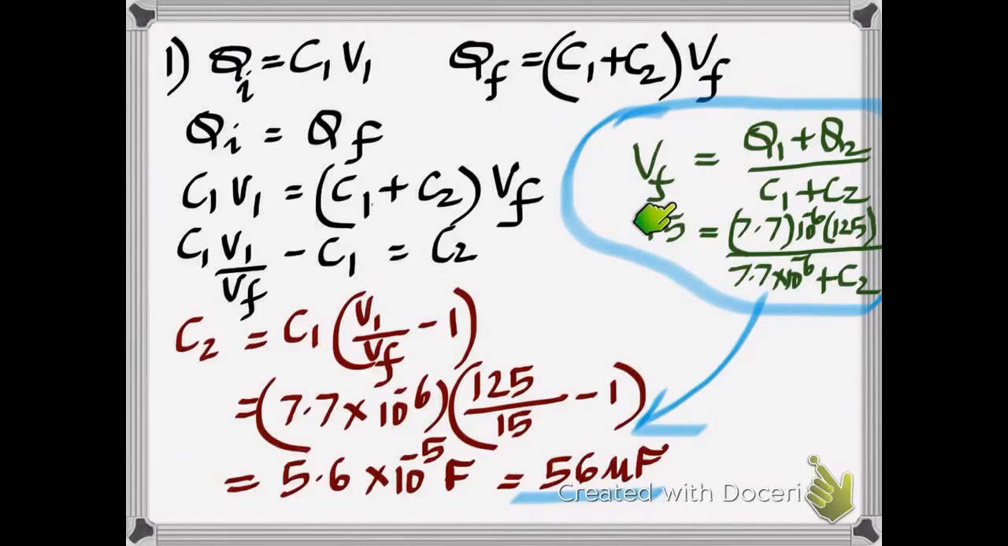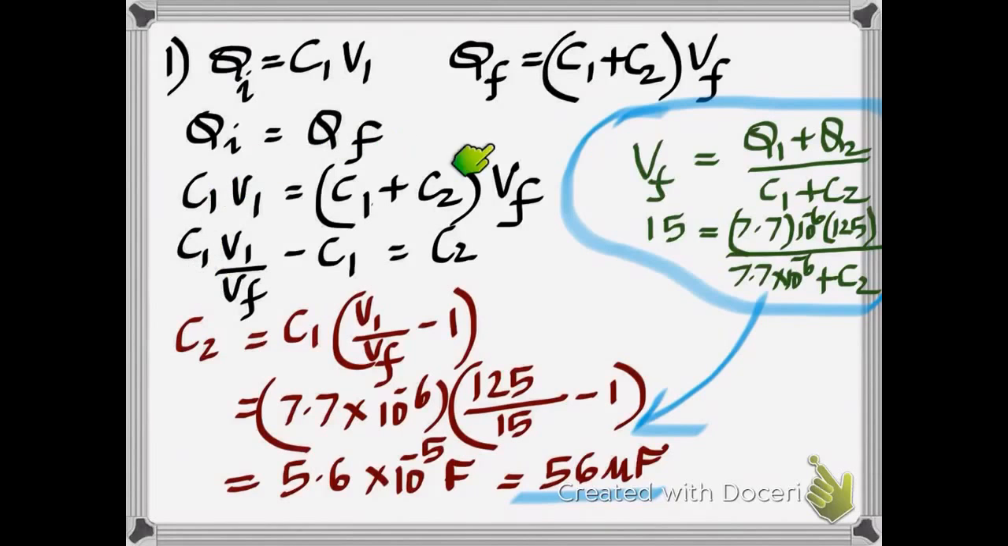So all you got to do is 15 is equal to the charge on the capacitor. There's only one that had the charge, and that will be the product of its capacitance, which is 7.7 times 10 to the minus 6 multiplied by the voltage. So that is Q1. In fact, Q2 is 0. And then the sum of the two. So when you rearrange this and calculate, you simply get 56 microfarad.